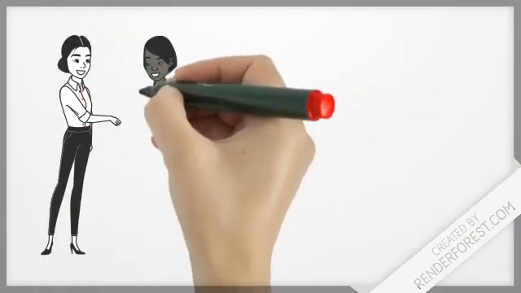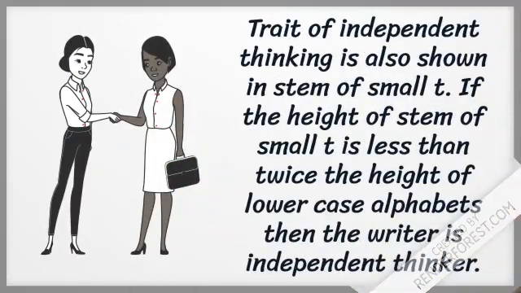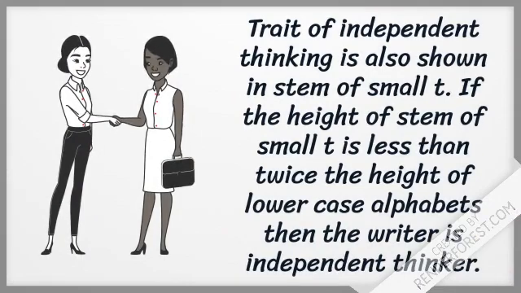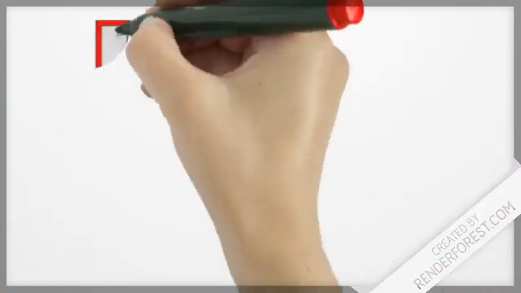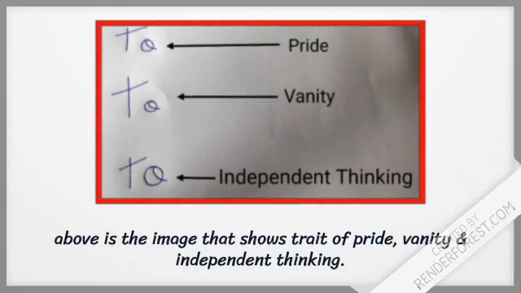The trait of independent thinking is also shown in the stem of small t. If the height of the stem of small t is less than twice the height of lowercase alphabets, then the writer is an independent thinker. Above is the image that shows the traits of pride, vanity and independent thinking with graphology.